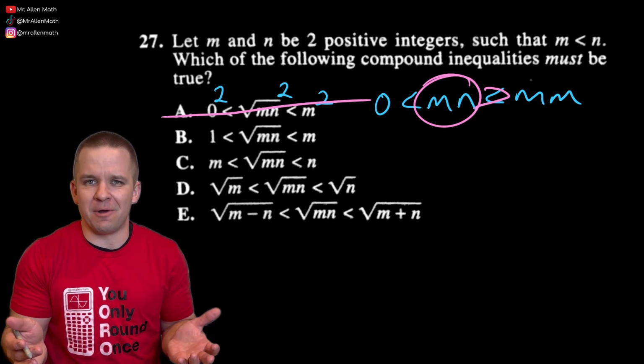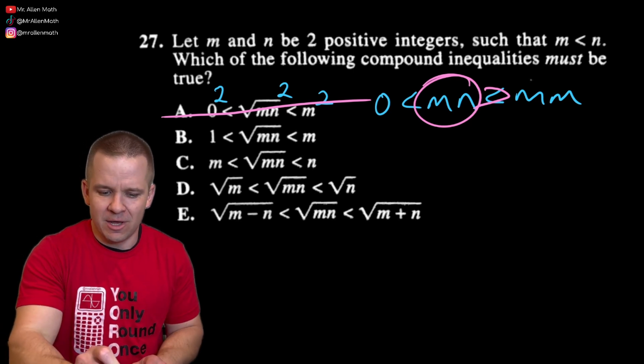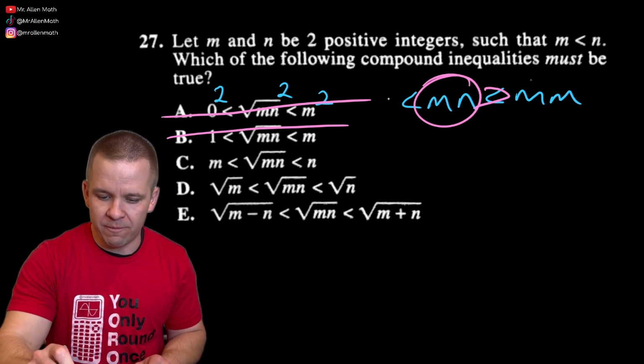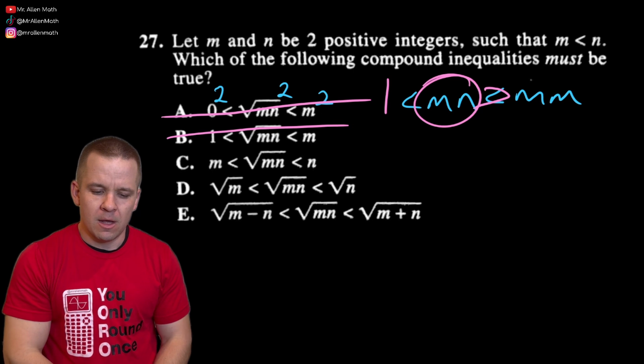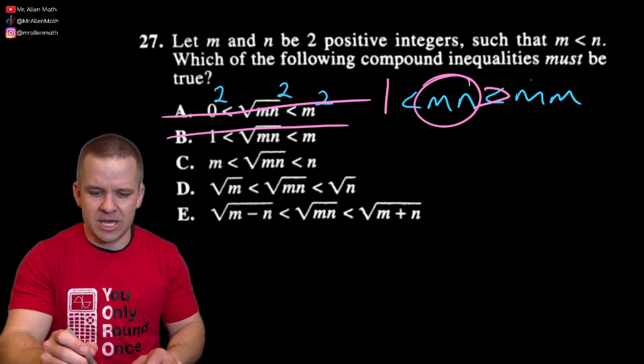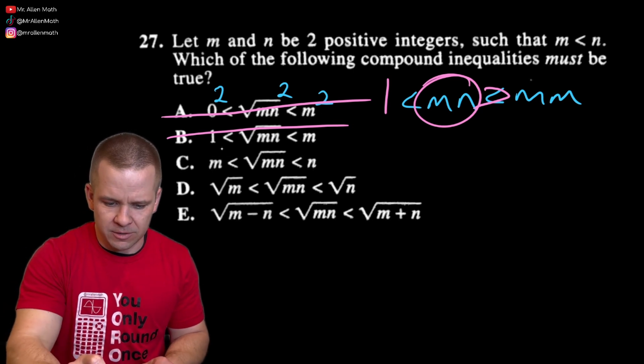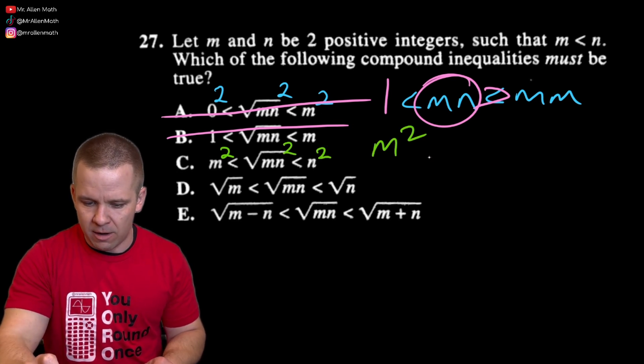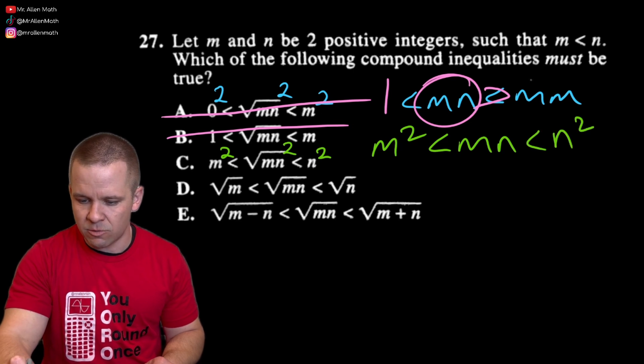And let's apply the same thing to the next one. The same thing's going to happen, right? It's just a 1 there instead. So this guy's out as well because I'm going to get the same scenario except this would have been 1 instead. But let's take a look at choice C here. If I square everything, now I have m squared is less than m times n is less than n squared.